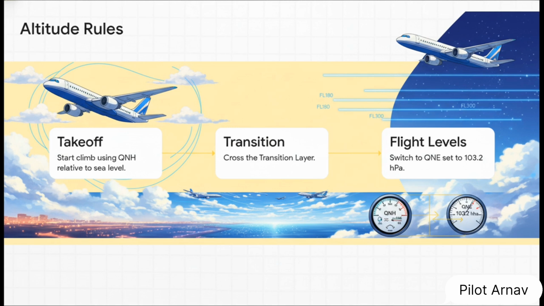We switch our altimeter datum to QNE. Now, according to our DGCA source guidelines, QNE is set directly to 103.2 hectopascals. Once you're on QNE, you are no longer flying at a quote-unquote altitude. You're flying at flight levels, like flight level 180 or flight level 300. Then later on, when you descend and hit that transition layer again, you just switch right back to QNH.